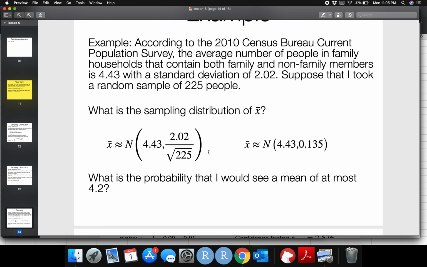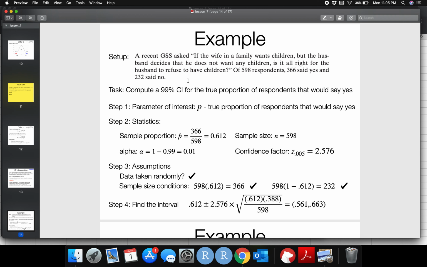Now we'll move on to Lesson 7, which was confidence intervals for P, the confidence interval for a proportion. I have a number of questions here. This was the example about a question asked: if the wife in a family wants children, but the husband decides that he doesn't, is it all right for the husband to refuse to have children? Of 598 respondents, 366 said yes, and 232 said no. I ask you to complete a confidence interval for P.